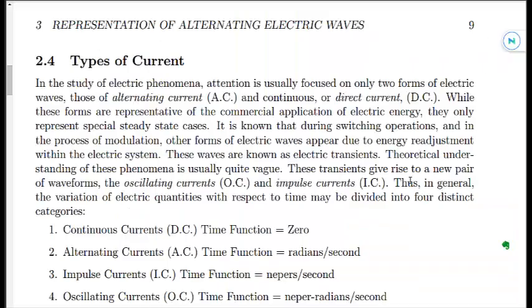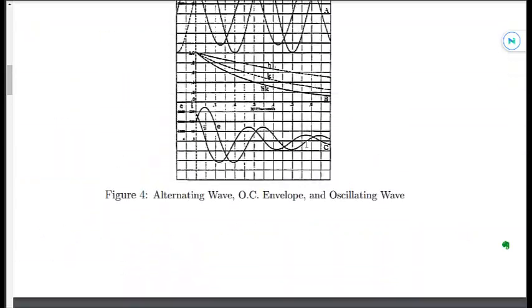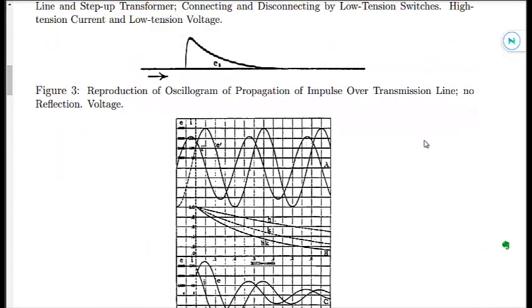So this is the section we're going to be reviewing. It's section 2.4, types of current. Eric Dollard identifies 4 types of current. This is a picture of 3 of the 4 types of current. This is impulse, this would be an impulse current. This is alternating current right here. And down here is what he is referring to as oscillating current. And of course, direct current would just be a flat line, a single line.